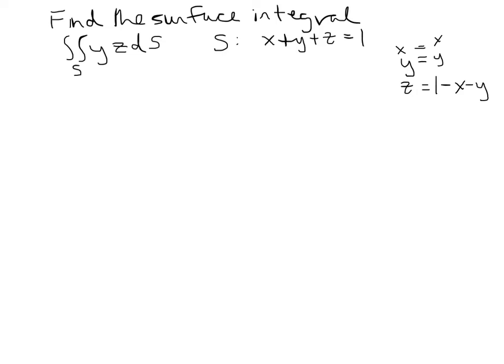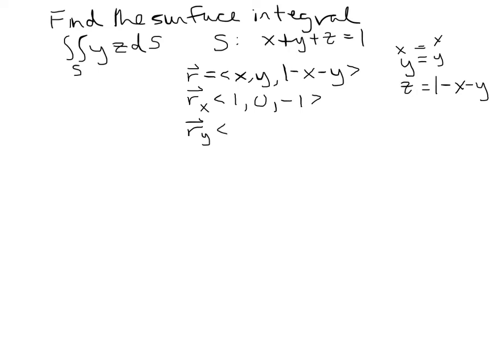All right, so my r is going to be x, y, and then 1 minus x minus y. So in order to do this with that r, we would need to find the partial of r with respect to x. That would be 1, 0, negative 1. We'd need to find the partial with respect to y. There's no y in that x component, so 0. The derivative of y is 1, and the derivative in this next part, with the y, that would also be negative 1.